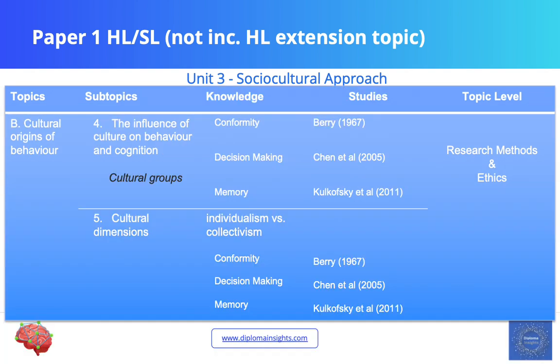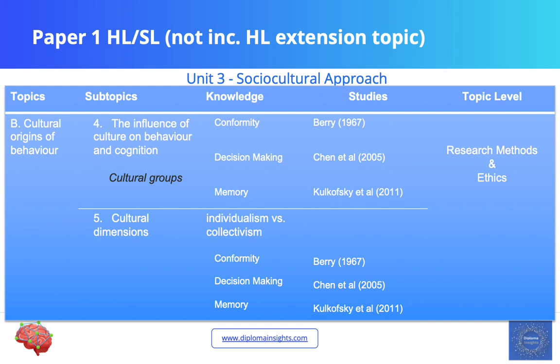The first subtopic is the influence of culture on behaviour and cognition. You don't need to worry about focusing on the difference between behaviour and cognition. It's likely in an exam question you'll be able to look at either. So don't feel that you have to have studies that look at both behaviour and cognition separately. We've got examples here of the influence of culture on behaviour and cognition. So we've got conformity for behaviour, and then we've got decision making and memory for cognition.